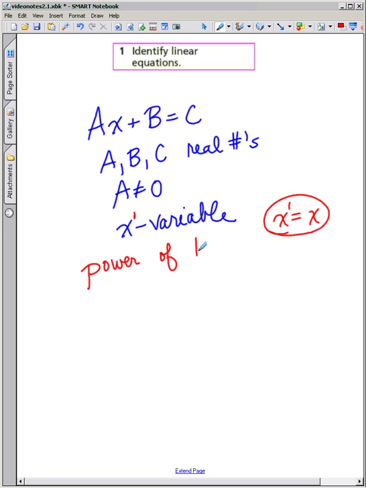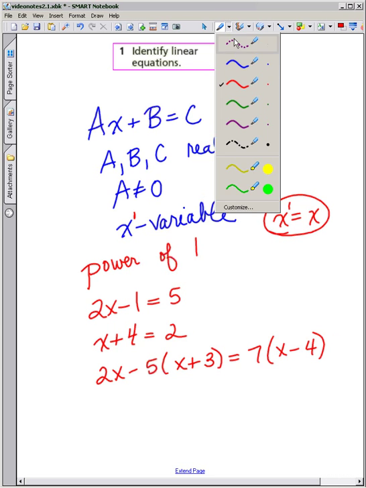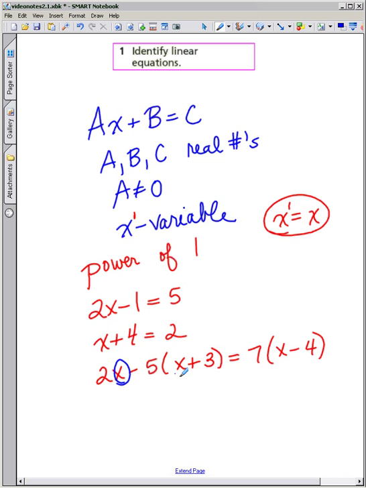So that one that I showed on the last slide, 2x minus 1 equals 5, is an example of a linear equation. x plus 4 is equal to 2 is an example of a linear equation. 2x minus 5 times x plus 3 is equal to 7 times x minus 4 is a linear equation. Notice that in every instance, the power on x is 1. So all of these are linear.